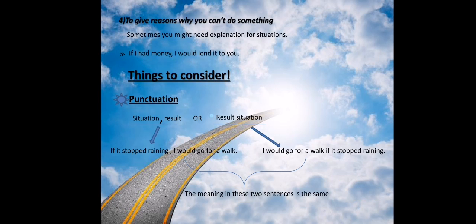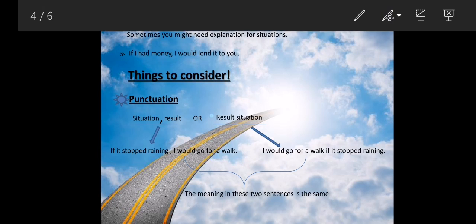Okay, second conditional is used to give reasons why you can't do something. Sometimes you might need an explanation, right? Sometimes you might need some explanation for situations. And second conditional can really help you to do this.